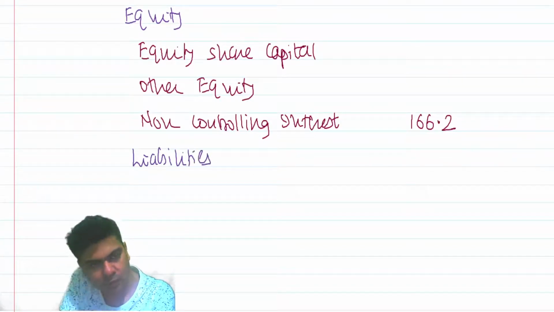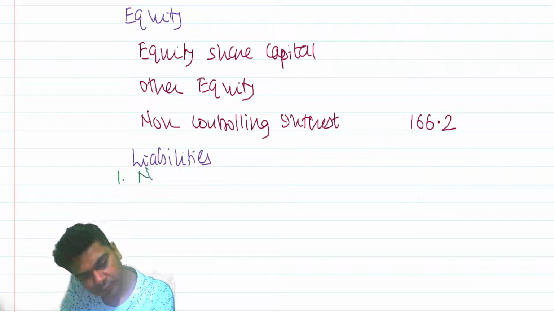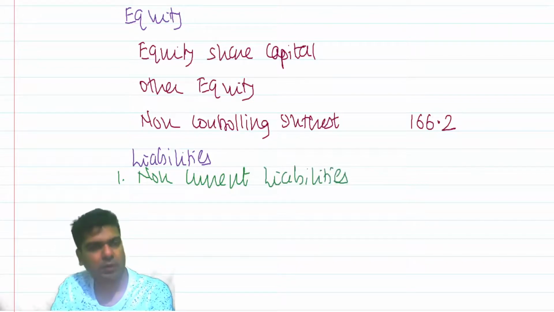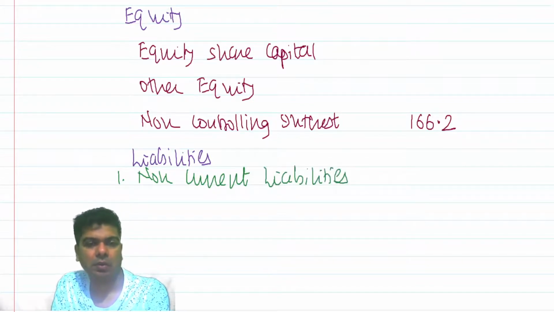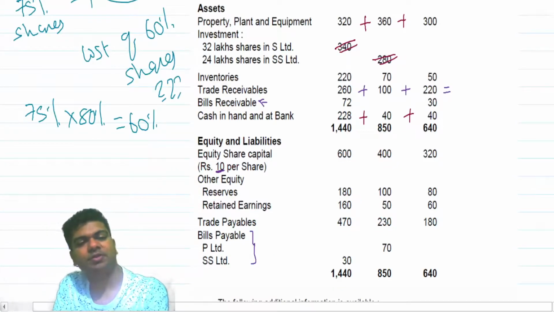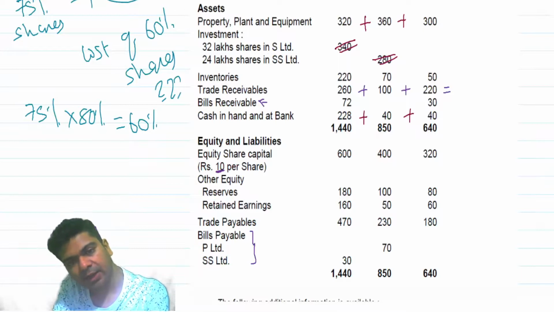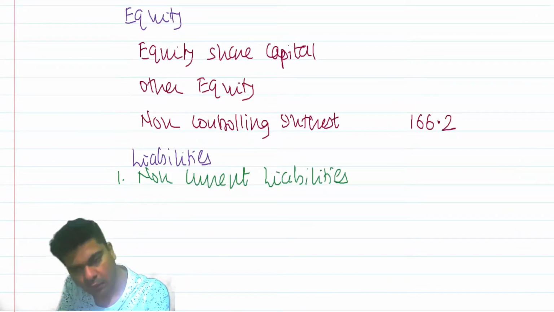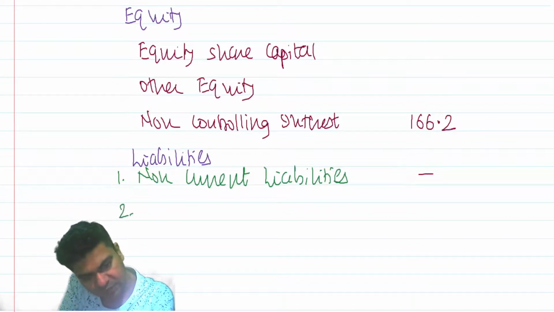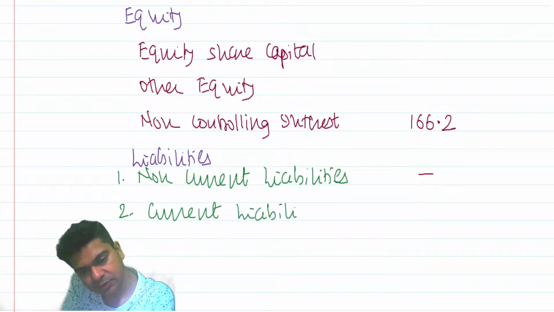Liabilities. Under that first, non-current liabilities. We have trade payables and bills payable, so there aren't any non-current liabilities. We say 2, current liabilities.